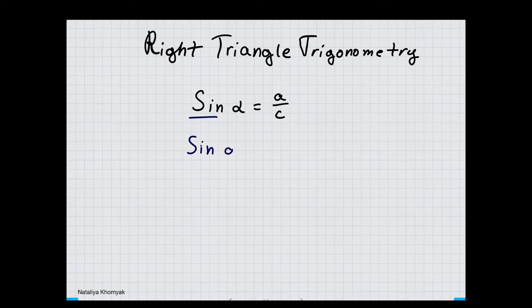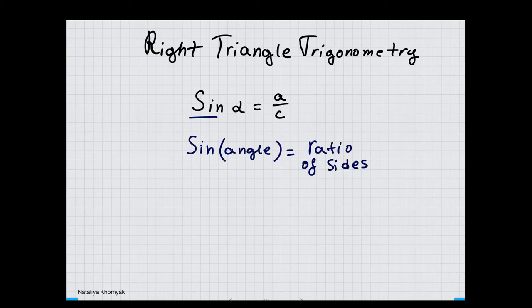Sine of an angle calculates ratio of sides. Same goes for cosine, tangent, cosecant, secant, cotangent.